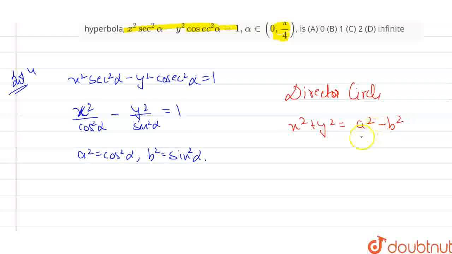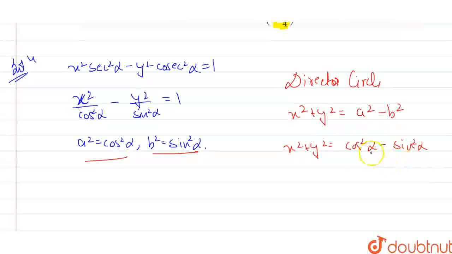Now we do know the values of a square and b square, this one and this one, so I just put them here. So x square plus y square is cos square alpha minus sine square alpha. What is this formula? This is cos of 2 alpha. So this will become x square plus y square equals cos of 2 alpha.